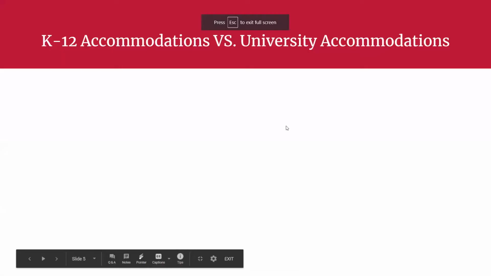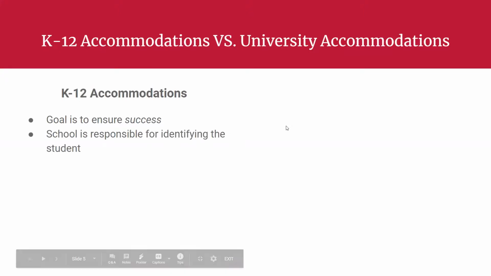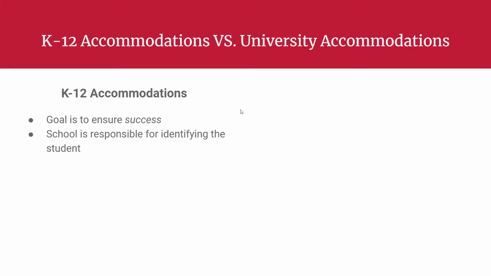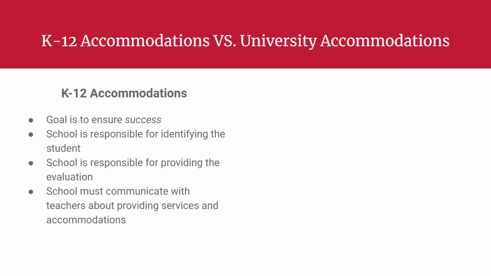Okay. So the K through 12 accommodations, the goal is really to ensure success at school. So the goal is really to move a student through the educational system, all the way K through 12 to graduation. The school is the one who identifies the student with the disability. So maybe the teachers recognize that a student might be struggling and they refer them out for evaluations. And oftentimes the school is the one responsible for paying for and providing those evaluations for students.